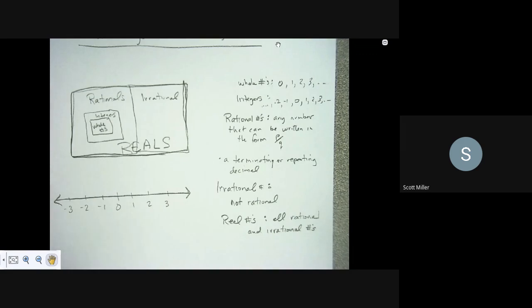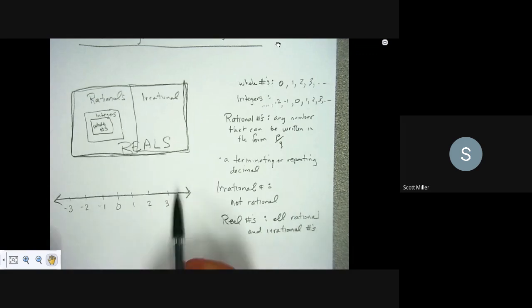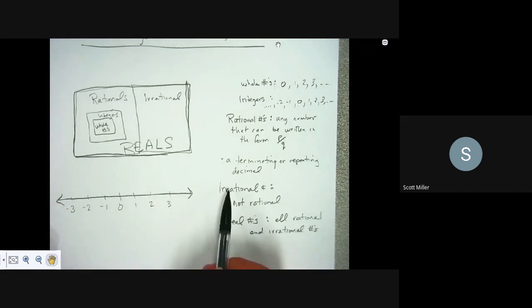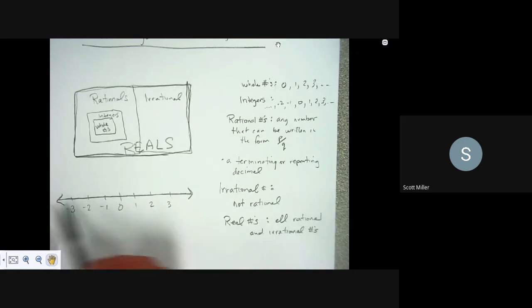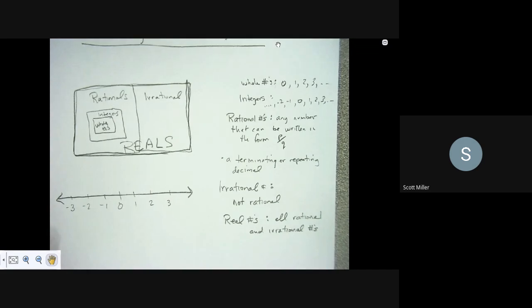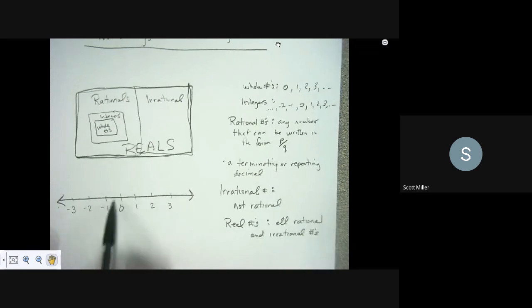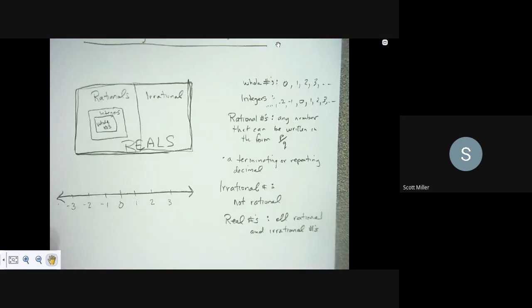Okay? And what's interesting about it is this arrow means it goes on forever in a positive sense, and this arrow here means it goes on forever in a negative sense. Okay? This goes on forever. And it's kind of like a mirror image of each other. So whatever's over here is positive. There's a negative version over there also. Okay?